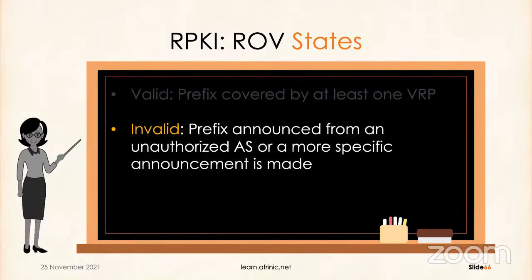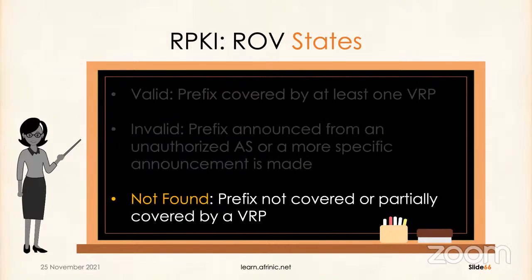So it's valid if the prefix is covered by a VRP. The other state is invalid, where the prefix announced is from an unauthorized AS, or a more specific announcement is made. Basically, what that means is that in the AS path of the update, the AS that starts that AS path is not the one that's supposed to announce that prefix. And for being more specific, it means that maybe the ROA and the announced prefix have the same prefix length, but the max length of the announced prefix is longer than the max length in the ROA. So that would be invalid. The third state is not found, where the prefix is not even covered or is only partially covered by a VRP. So, those three.